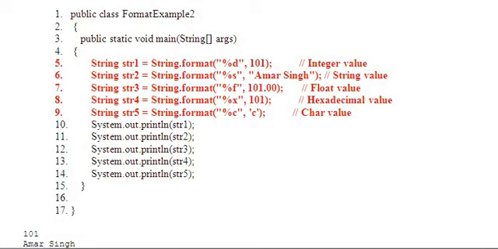Look at example 2. Look at line number 5, 6, 7, 8, 9. Line number 5 is an integer value. Line number 6 is a string value. Line number 7 is a float value, and line number 8 is hexadecimal, %x. And line number 9 is a char value.